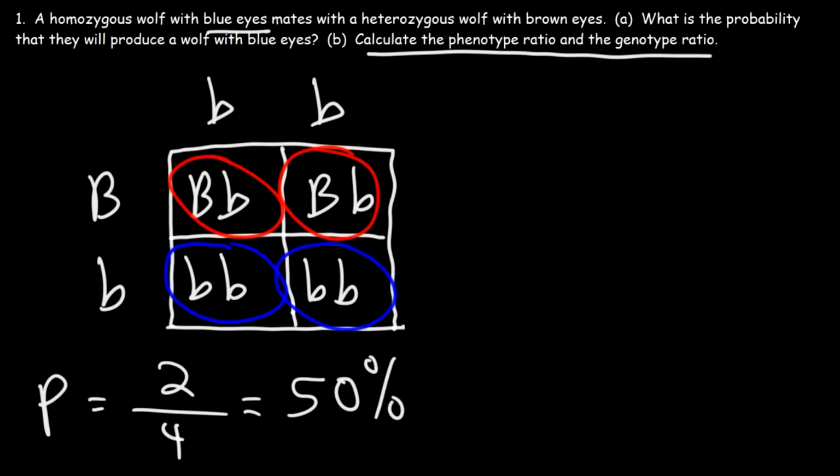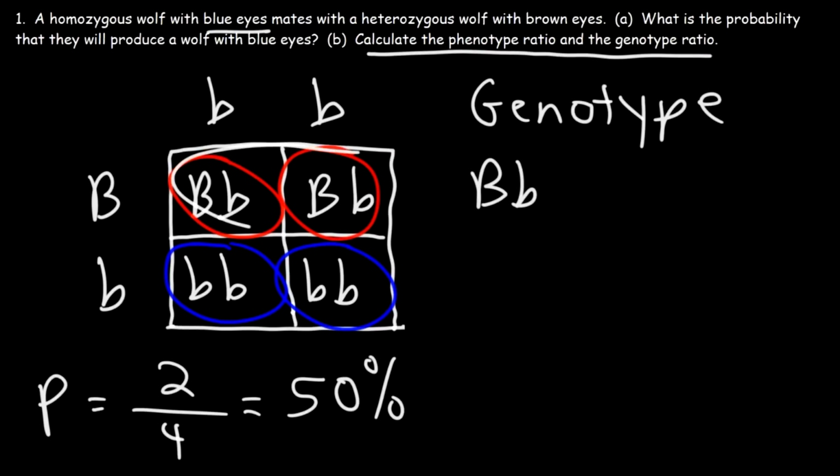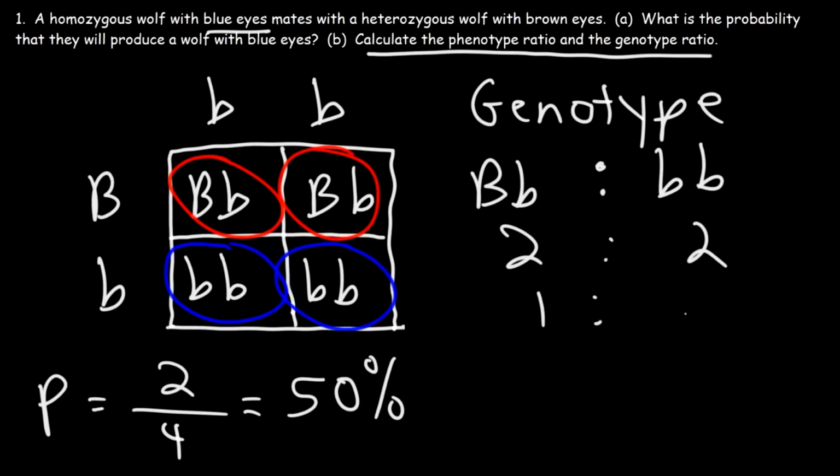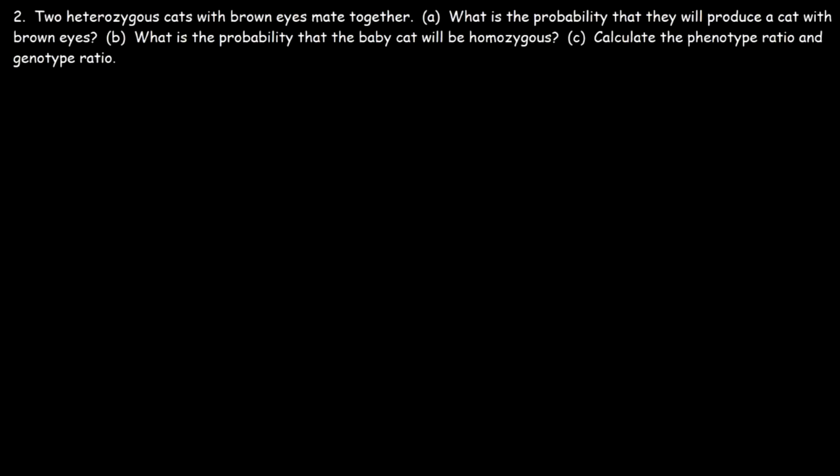Now let's talk about the genotype ratio. And there's only 2 genotypes. So it's either big B and little b, which we see here, or little b and little b. So it's still 2-to-2, which can be reduced to a ratio of 1-to-1. So that's the genotype ratio for the first generation.